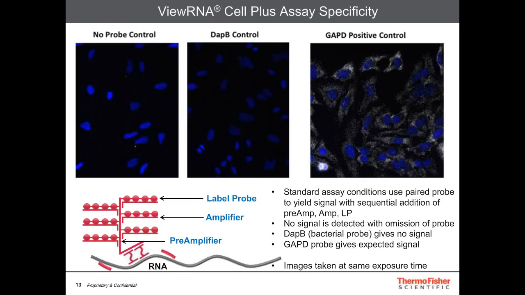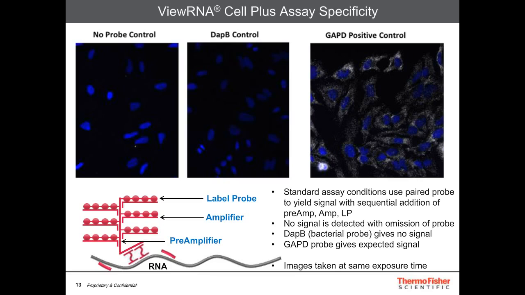In this case, the second example is specificity. On the left-hand side, we omitted adding the probe, so this is a no probe control. You can see that when you omit the probe, you do not have nonspecific binding of the preamplifier, amplifier, or label probe. The tree cannot form and bind to the cells without the addition of the probe.